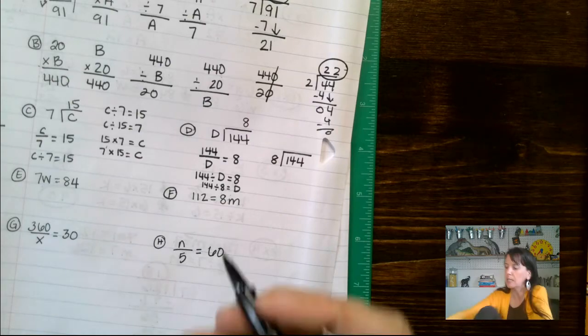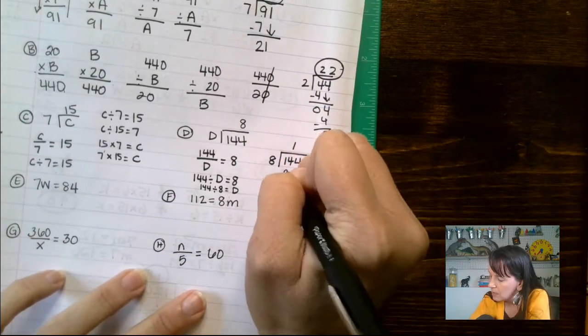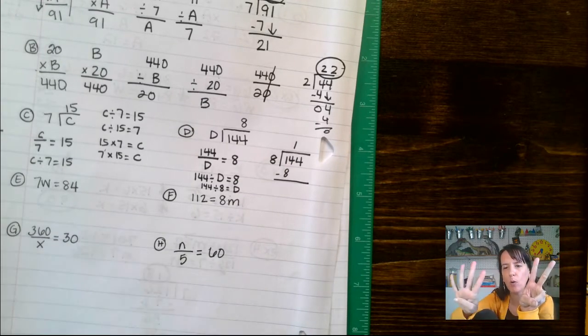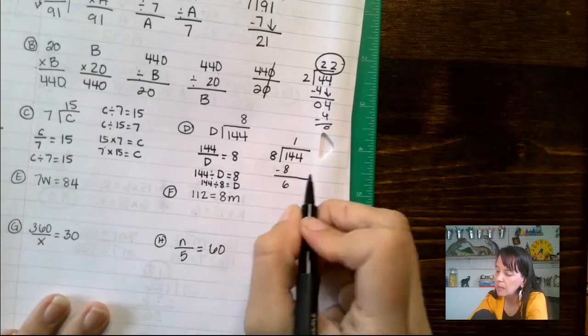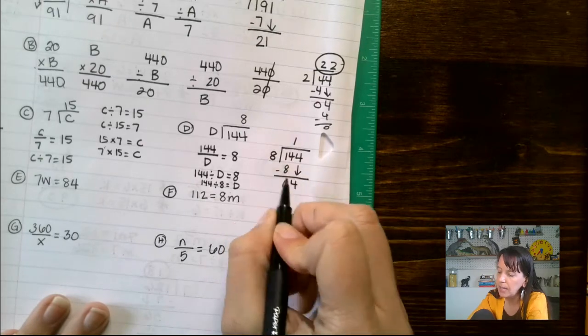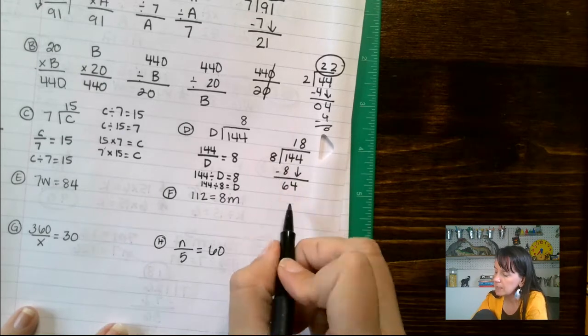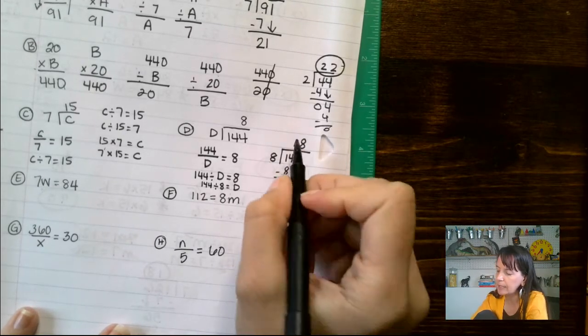8 goes into 14 one time. From 8 to 10 is 2. From 10 to 14 is 4. So that's a total of 6. And when we subtract, we bring down. 8 goes into 64 8 times. It's a perfect square. 8 times 8 is 64. We have nothing left, so our answer is 18.